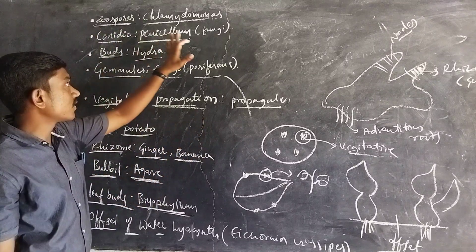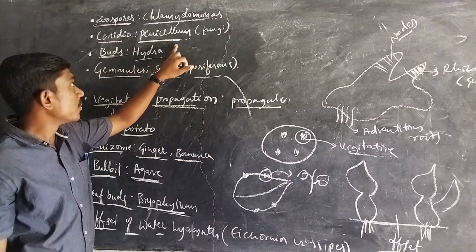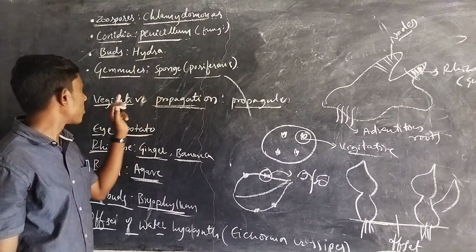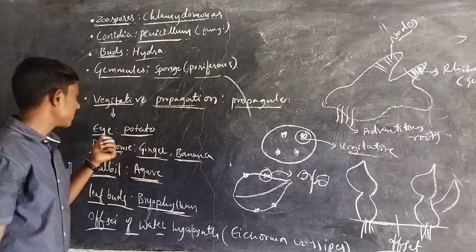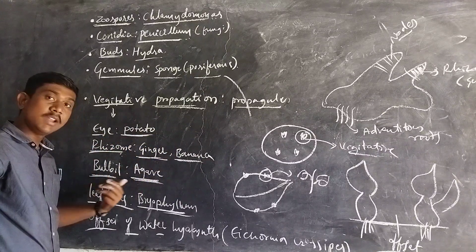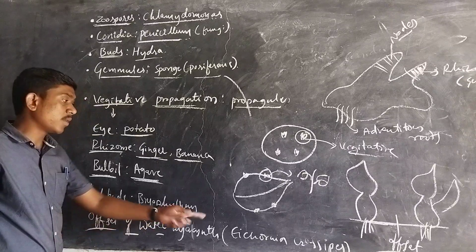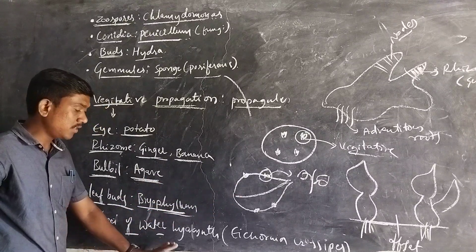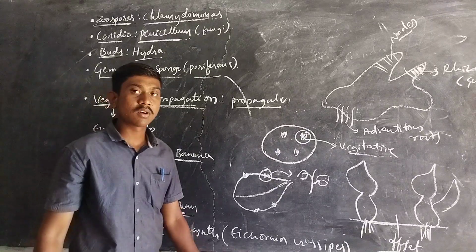So the zoospores in Chlamydomonas, conidia in Penicillium, which is a fungus, buds in Hydra, gemmules in sponges, and vegetative propagules: the eye in potato, rhizome in ginger as well as banana, bulbil in agave, the leaf buds of bryophyllum, which we have discussed, and the offsets of the water hyacinth. These are the most important things.